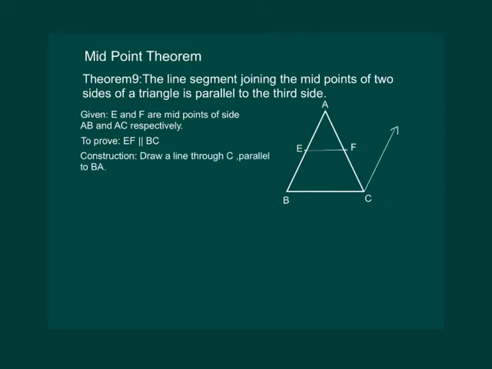For the proof, let us construct a line parallel to BA which passes through C. Also extend EF and let the point of intersection be D. Let us now start with the proof.